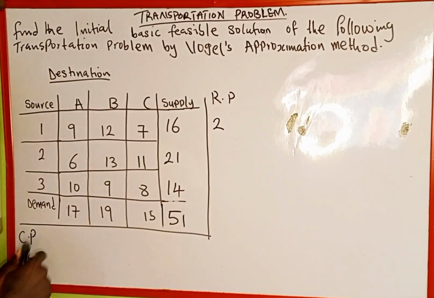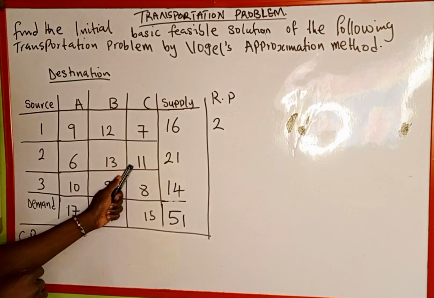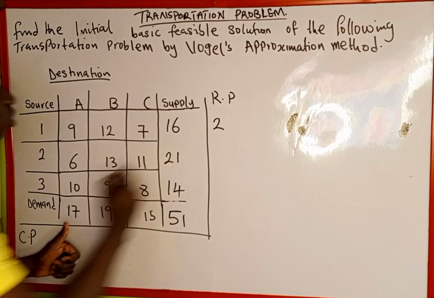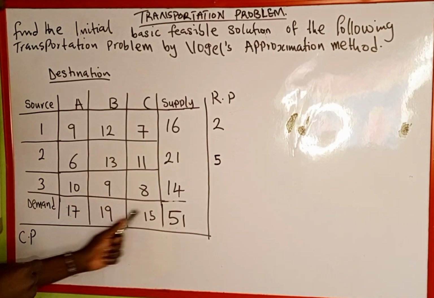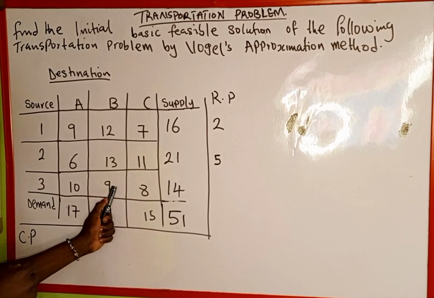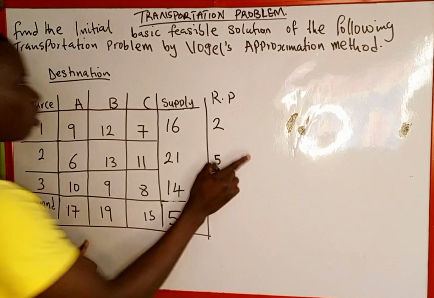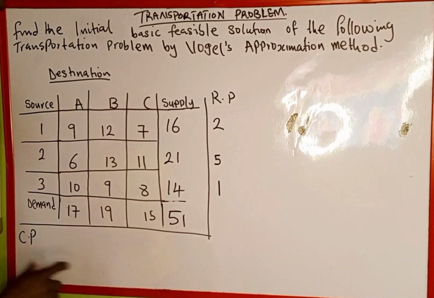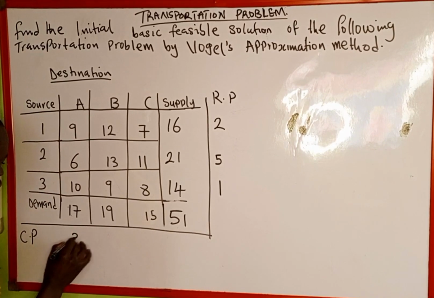Then the second row, the smallest number here is 6. Then the second smallest number is 11. 11 minus 6 is going to give us 5. Now, the third row, the smallest number here is 8 and the second smallest number is 9. 9 minus 8 is going to give us 1. So we are done with row penalty. Now we come down to column penalty. The smallest number here is 6, then the second smallest number is 9. So 9 minus 6 is going to give us 3.